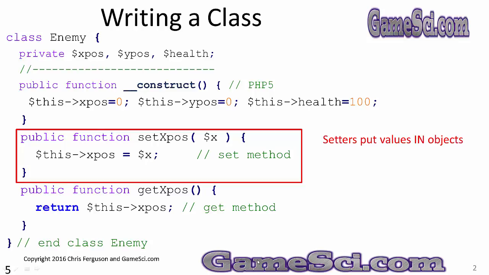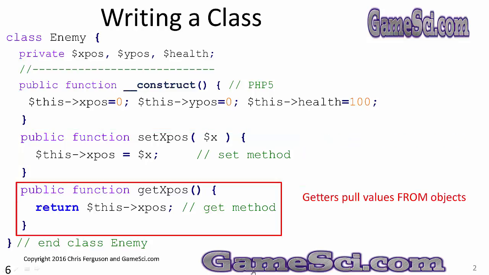Here's a regular method, sometimes called a setter method. And what setters do is they put values in objects. Those variables up there like X position, if we want to assign a new value to it, we're going to call this set X position method and pass it the value we want to assign to the X position variable. This is called a setter or set method, and its job is to put values into the object's variables.